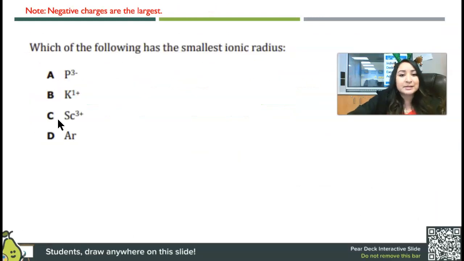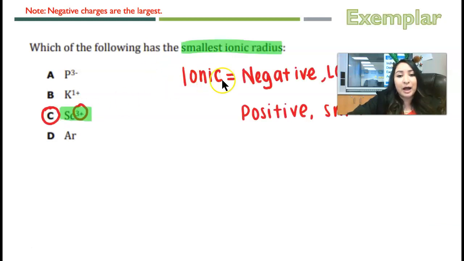Which of the following has the smallest ionic radius? Go ahead and pause the video. Remember, to find the ionic radius, we know that for ionic compounds, if it has a negative charge, that means it will be bigger. The more positive it is, the smaller it is.